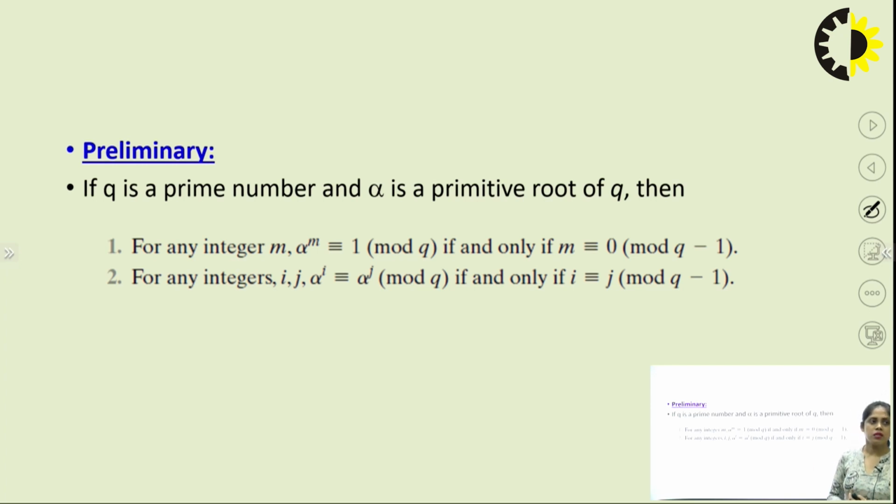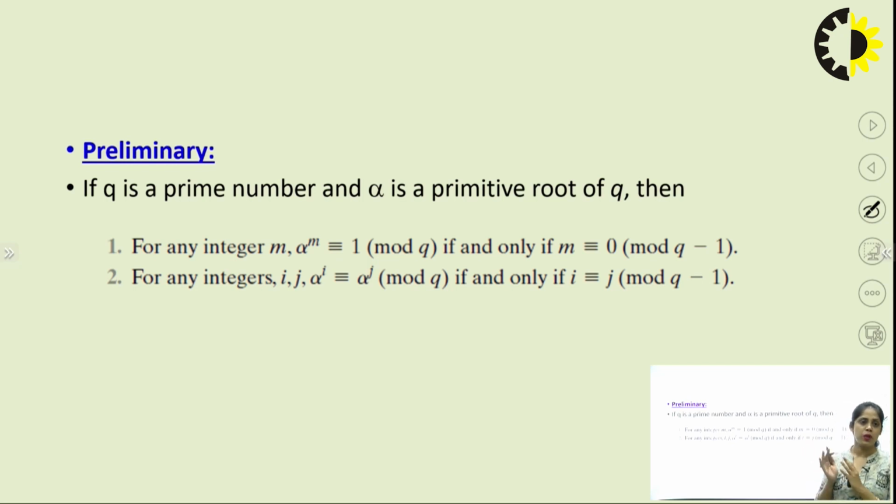Now, if Q is a prime number and alpha is a primitive root of Q, then for any integer m, alpha^m is congruent to 1 mod Q if and only if m is congruent to 0 mod Q minus 1. The second point says that for any integers i, j, alpha^i is congruent to alpha^j mod Q if and only if i is congruent to j mod Q minus 1.